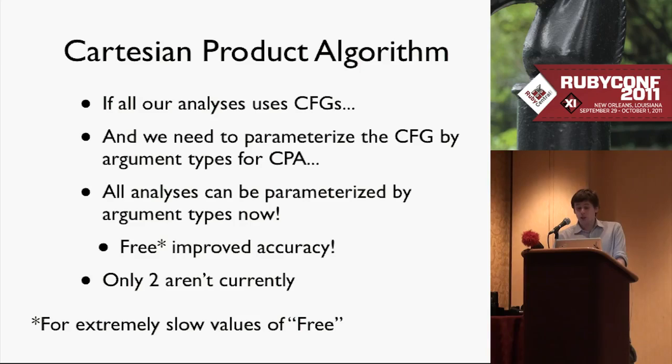So yeah, all of our analyses use CFGs, and we need to parameterize the CFGs by the argument types, so all of our analyses can be parameterized by the argument types. For example, if we want to ask if something yields, we can check if that depends on, say, the type of some argument. That's a bad example. That probably doesn't happen too much. But that gives us more accuracy whenever we want to do an analysis. It just makes it a lot slower. Only 2 analyses aren't currently parameterized by that right now, and that's yield type, because that doesn't really make any sense. And I forget the other.